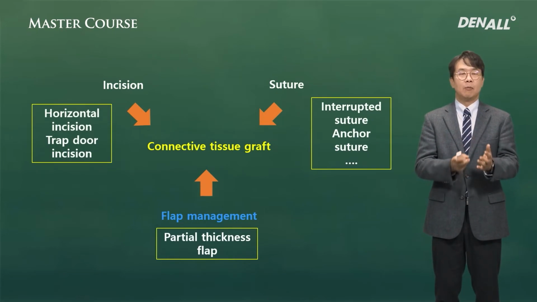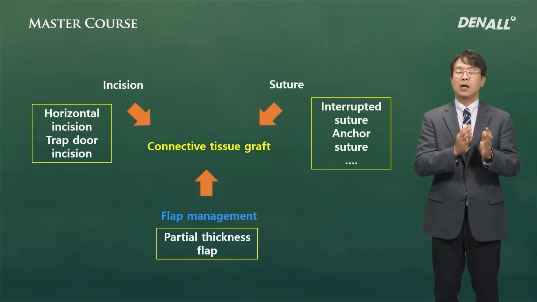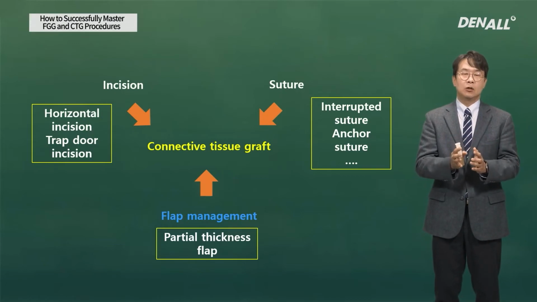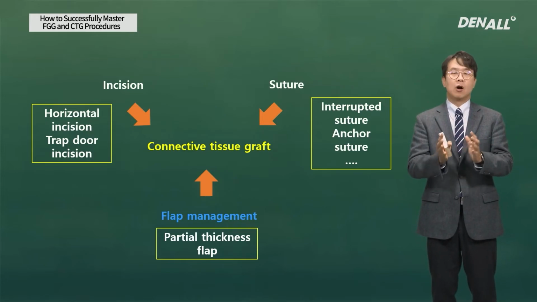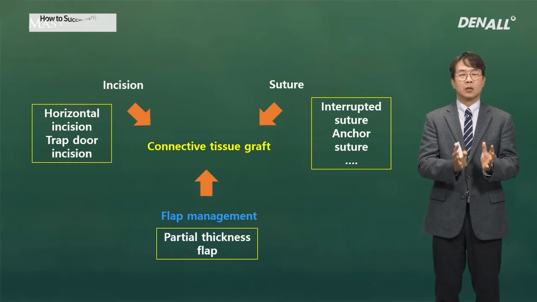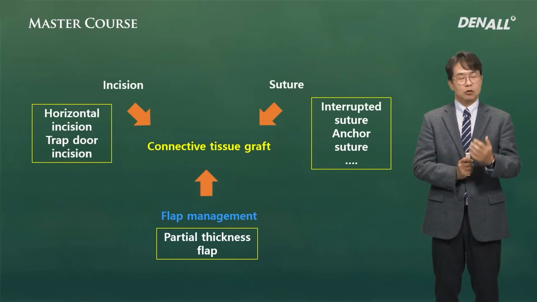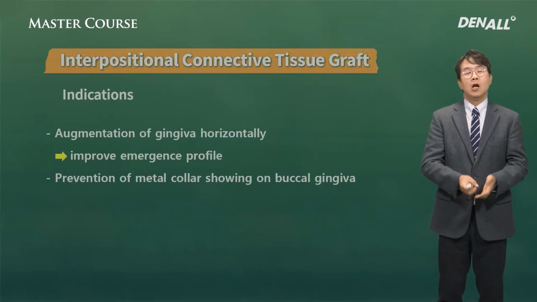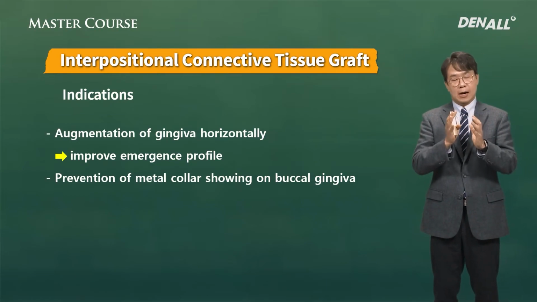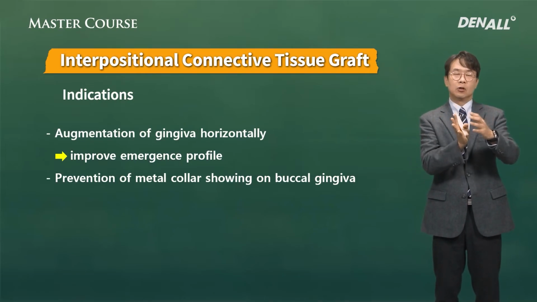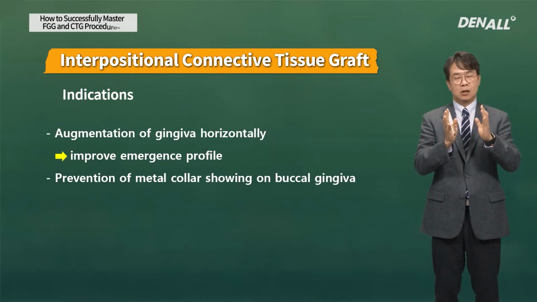There are many different approaches. Horizontal incision can be made, and the trapdoor design can be used as an incision for the donor site, and a partial thickness flap needs to be made in the donor site. In both recipient and donor sites, various suturing techniques can be used, and an additional surgical site is required, similar to free gingival graft. As I said before, why do we need interpositional connective tissue graft to increase the thickness of tissue? When we apply prosthesis later, it can improve the emergence profile.